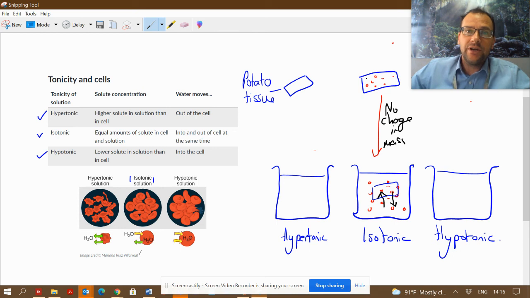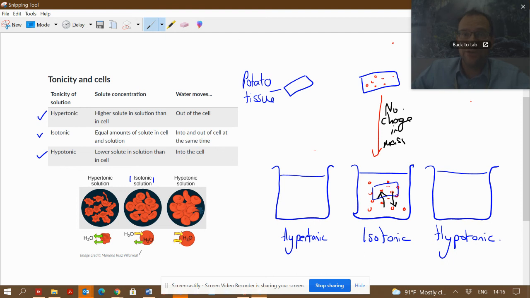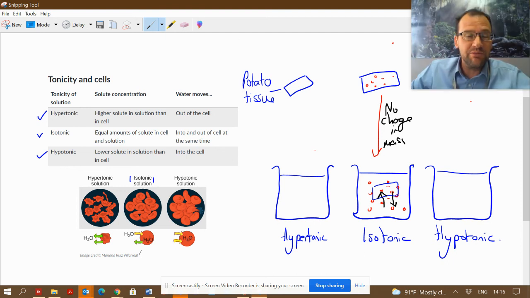So if you wanted to transplant an organ, for example, across the city from one hospital to another, the solution that you would want to keep that organ in is an isotonic solution. That means the same osmotic potential as the tissue that you're transporting, or the several tissues that you're transporting in that organ.